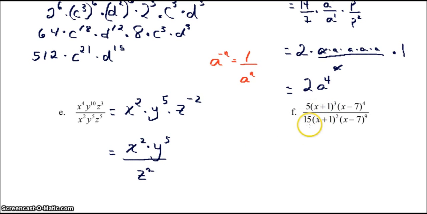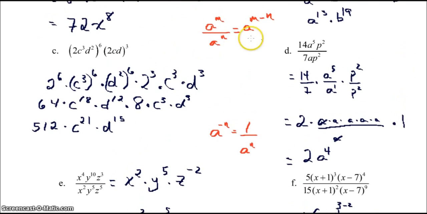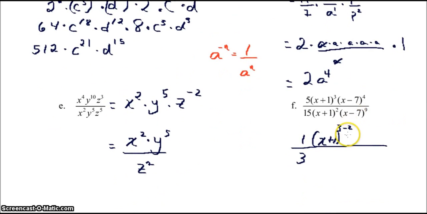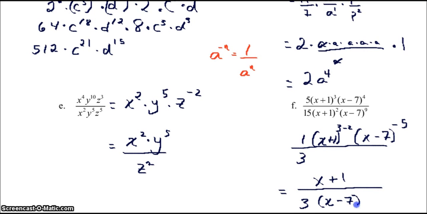Over here, we have 5 over 15, which is a third. X plus 1 cubed over x plus 1 squared. That's x plus 1 to the 3 minus 2, again using this rule right here. That x plus 1, of course, is just some number. And then x minus 7 to the 4th over x minus 7 to the 9th. That's x minus 7 to the negative 5th. We can rewrite this as x plus 1 over 3 times x minus 7 to the 5th.